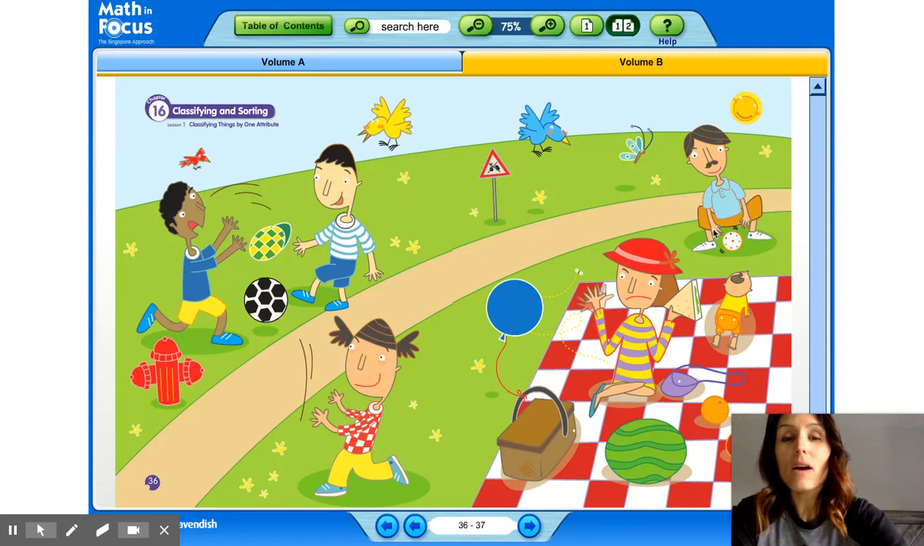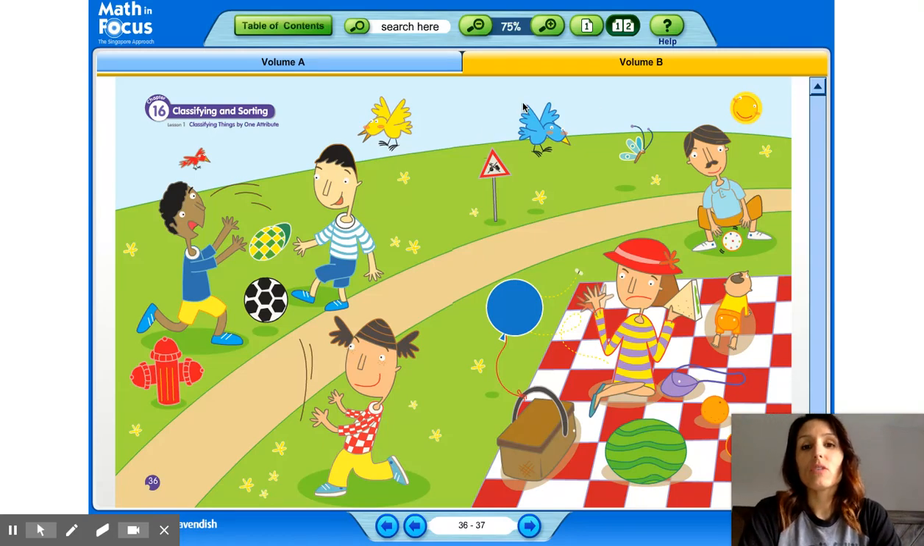So today, what we're going to do is we are going to work through a couple of the big book pages, and then I'm going to talk to you about the workbook pages that follow along with it. So this chapter, like I said, is talking about classifying and sorting things by one attribute. So that means you're going to look at one thing that objects have that's the same. So it might be the color of something, it might be the size, it could be the shape, it could be a pattern that it has.